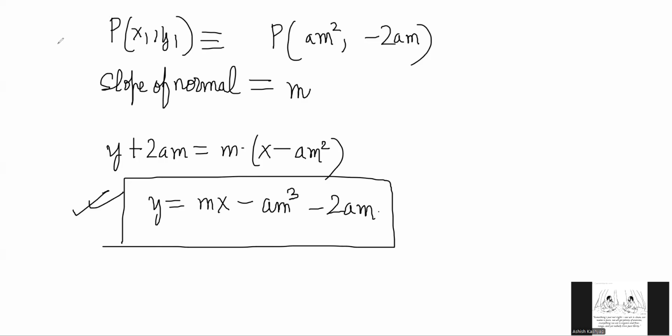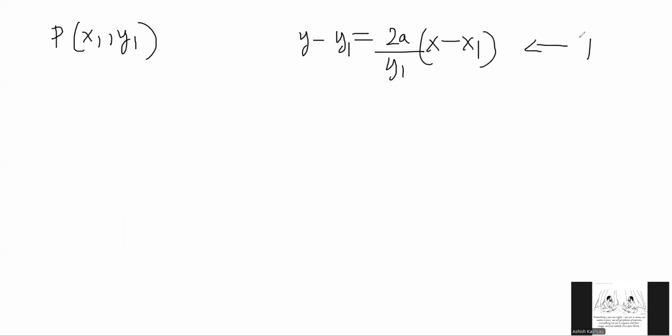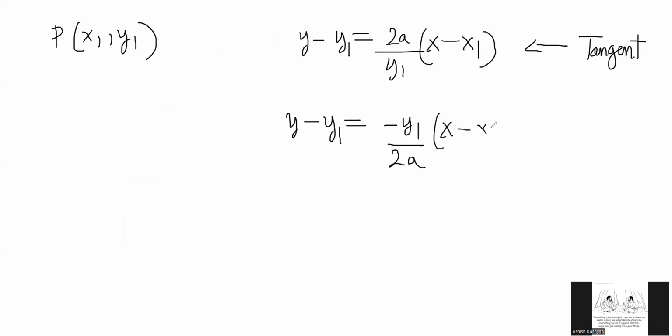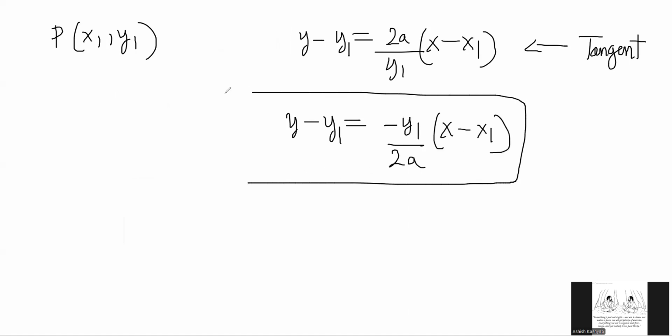The other form is the standard form. You have point x1 comma y1. The equation of the tangent was y minus y1 is equal to 2a by y1 times x minus x1. This was tangent. So obviously the equation of normal will be y minus y1 is equal to minus y1 by 2a times x minus x1. This is the standard normal equation, right? So these are pretty basic things.